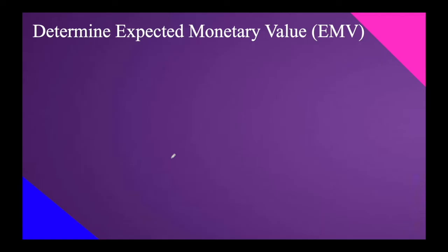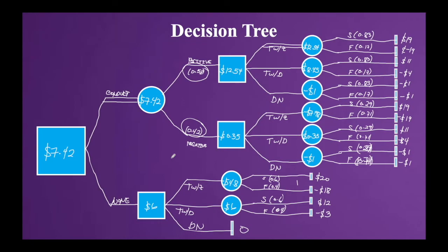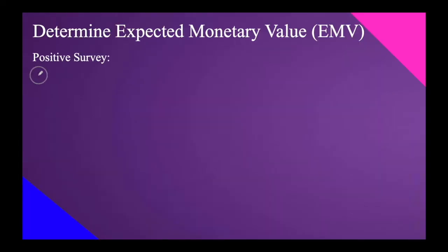Ang ginawa natin after nun is to determine the expected monetary value or the EMV. So, we have the EMV for positive survey and for the negative survey. Basically, ito po yun. For the positive survey, itong 12.54, 8.45, tsaka negative 1. Nanggaling sila sa sum product itong mga numbers na yan. So, i-write lang natin dun for formality. So, 0.83 times 19 plus 0.17 times negative 19. That is the 12.54.